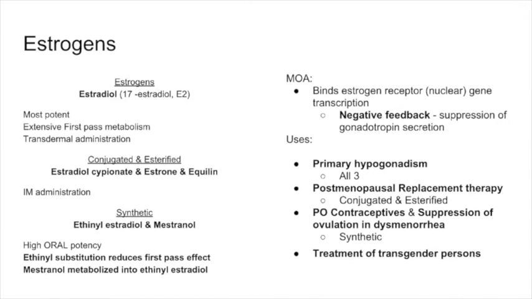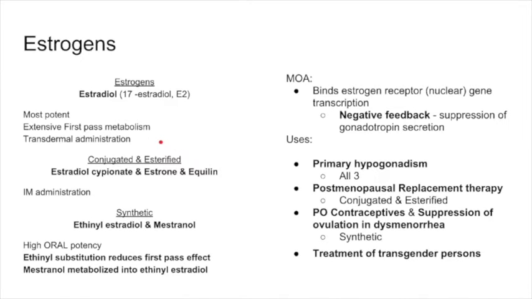Now, let's talk about some of the agents. So we have our straight estrogen or estradiol. I didn't really get into the chemical structure, but at the 17th carbon there's an E2, a structural change. This is the most potent estrogen, but it has extensive first pass metabolism, which we talked about with the testosterone, so we can only give it transdermally.